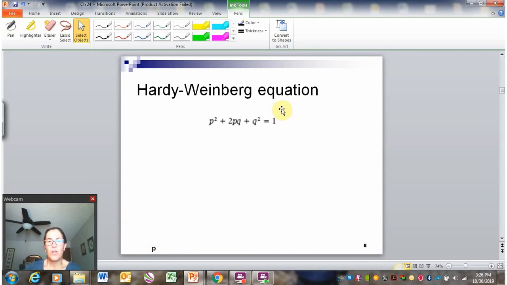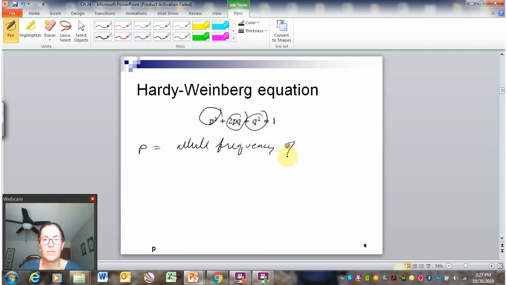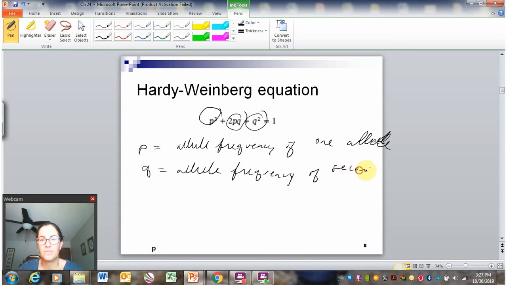So this is what the Hardy-Weinberg equation looks like. And we're actually going to tend to use these individual components the most. So P is the allele frequency of one allele, and Q is the allele frequency of the second allele.